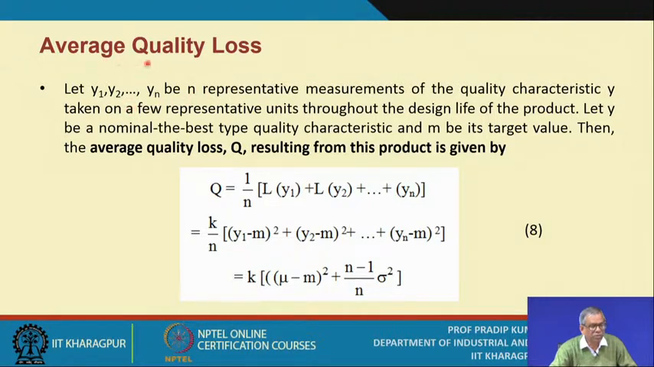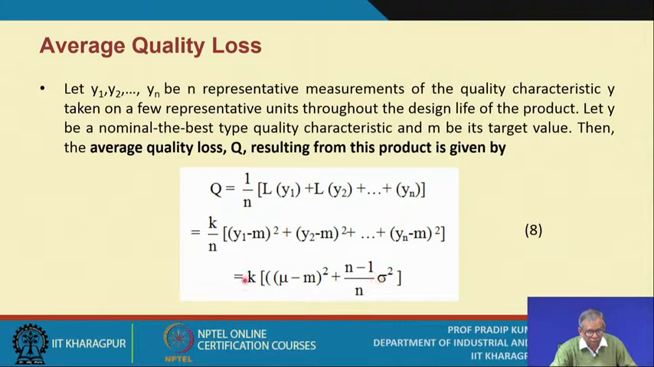So how do you calculate the average quality loss? That means n number of data points you collect: y1, y2, up to yn for the quality characteristic y, taken on a few representative units throughout the design life of the product. Let y be a nominal-the-best type quality characteristic and m the target value. Then the average quality loss is computed with this formula.